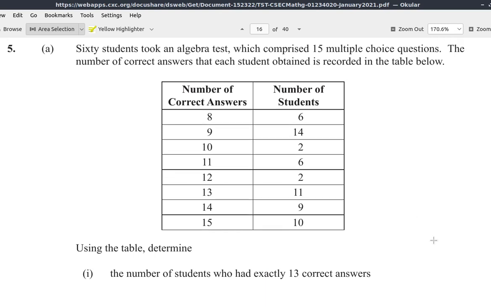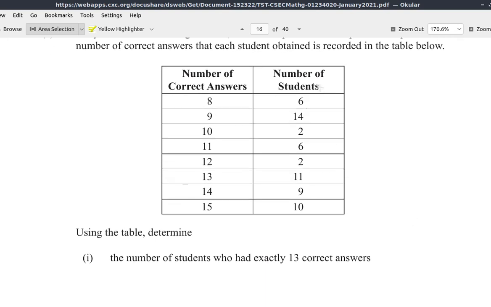So here we have it. We have number of students. If we add these numbers up, they would add up to 60, because the question says 60 students. Alright? We have the number of correct answers. This is saying 6 of them got 8 out of 15. 14 of them got 9 out of 15, and so on. 10 of them got full marks, 15 out of 15.